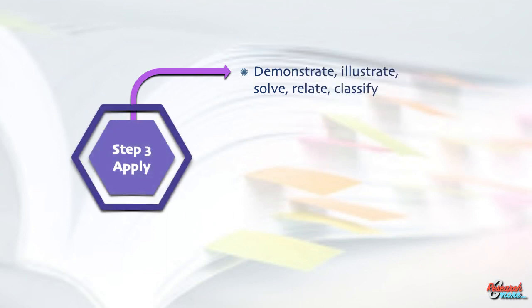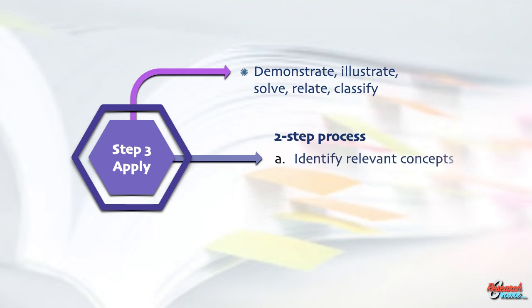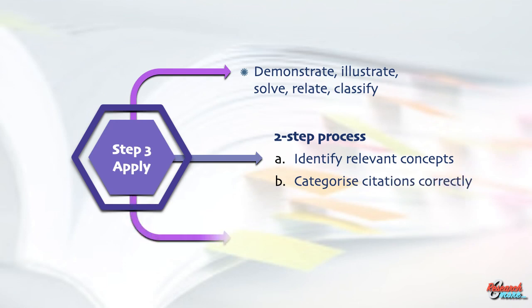Application is demonstrated by activities such as demonstrating, illustrating, solving, relating, and classifying. In the context of the literature review, application is directly revealed by the two-step process of identifying the major concepts relevant to the study and placing the citation in the correct category. Demonstration of mastery at the application level follows the concept-centric approach presented earlier.